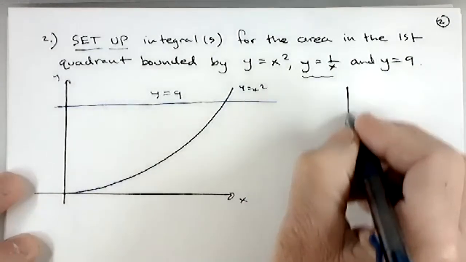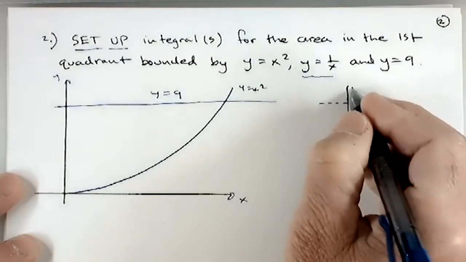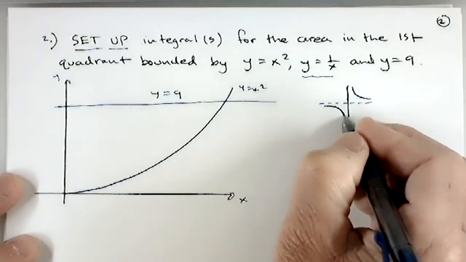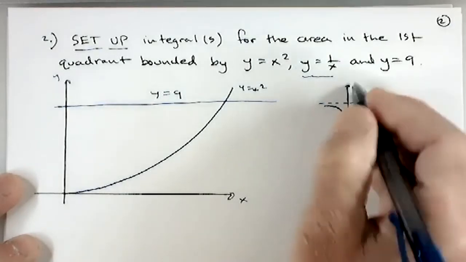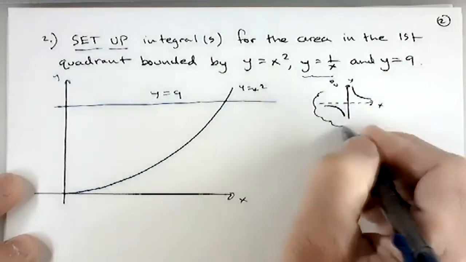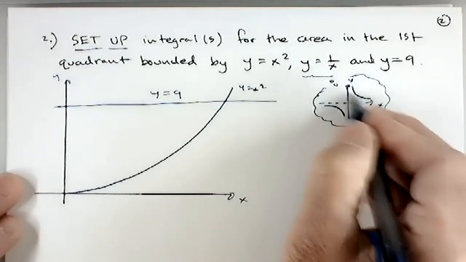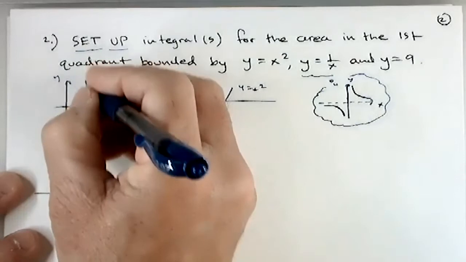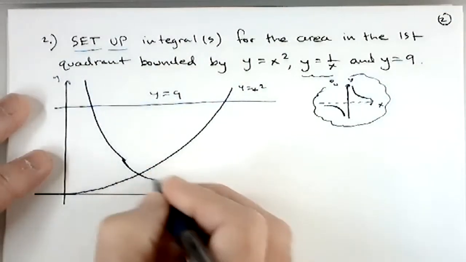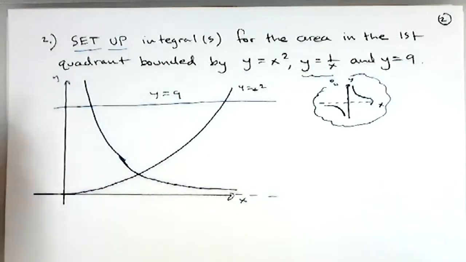I'll remind you that the full graph looks like this. There's actually a horizontal and a vertical asymptote. The whole graph looks like this. That's one of your basic rational functions, like the easiest one that has vertical and horizontal asymptotes. That's what this one looks like. It's a good graph to know. So in the first quadrant, which is where we're focusing on, it's going to look something like this. That wasn't very good. And this is a horizontal asymptote.